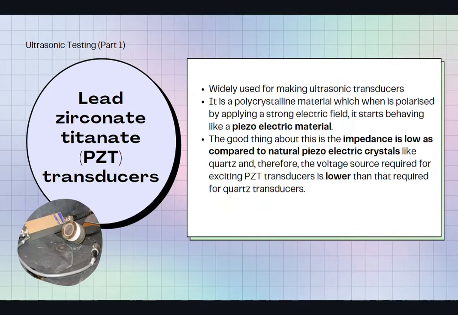The third one is lead zirconate titanate, or PZT. It is a polycrystalline material that can be polarized by applying a strong electric field. And the good thing about this is that the impedance is very low compared to natural piezoelectric crystals like quartz.